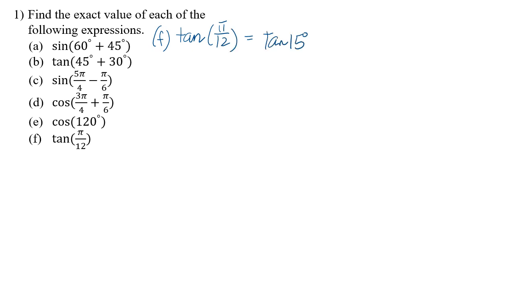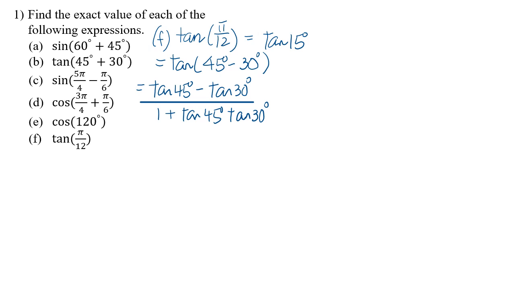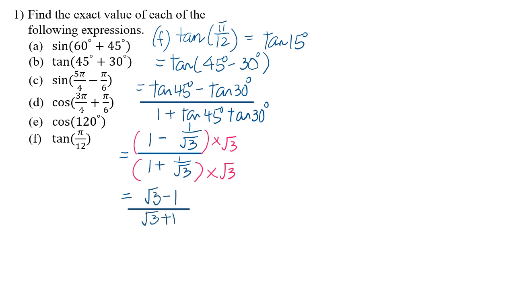All right, so tangent pi over 12 is equal to tangent 15. And 15 is not a special angle, right? So in order to find the answer, we need to express it as a combination of two special angles. So it can be 45 degrees minus 30. Right, so then tangent 45 is 1. Tangent 30 is 1 over square root 3. Right, so I'm going to multiply by square root 3 on the numerator and also the denominator, so that I would end up having a non-fraction, so it's easier for me to rationalize.